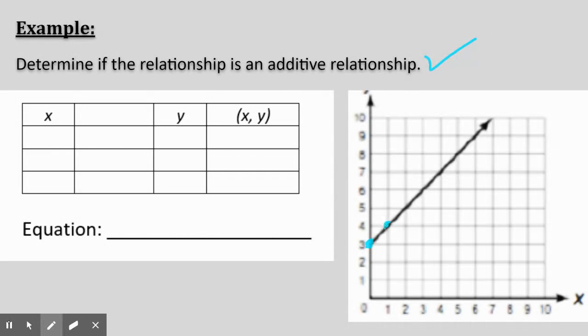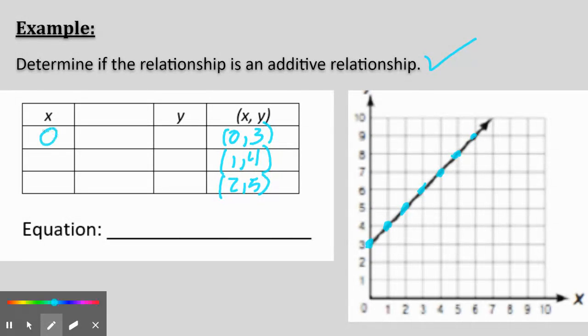When you have a graph, I would put your dots on it, so that way it's a little easier to see your ordered pairs. So in my table, I'm going to write my ordered pairs. I have 0, 3, 1, 4, and let's go with 2, 5. So that means for my first coordinate, 0 is x, 3 is y.